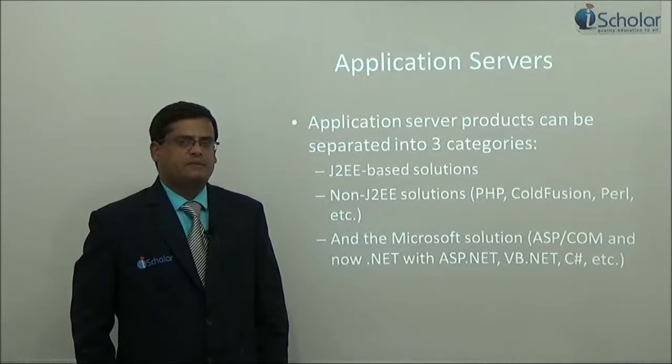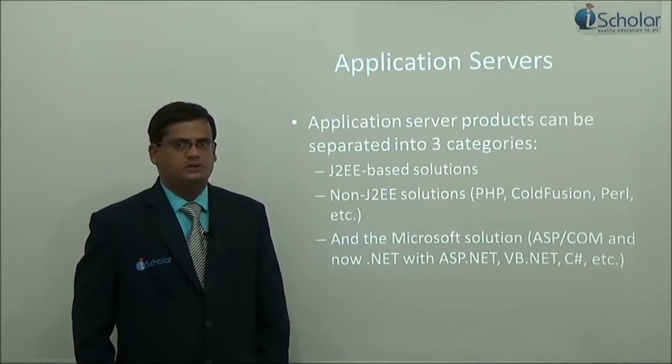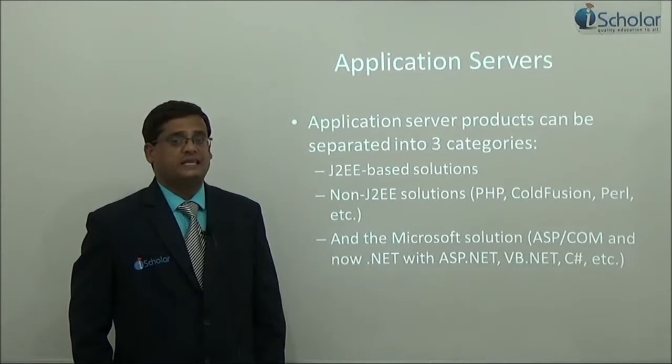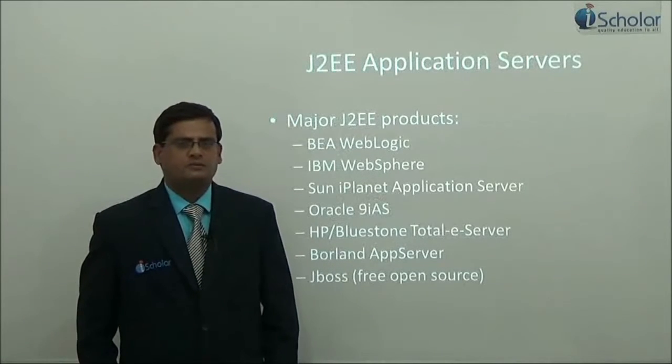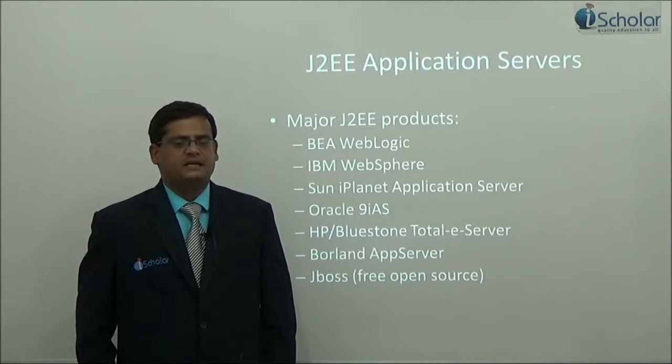Application server products can be separated into three categories. We can talk about the J2EE-based products, and non-J2EE-based solutions: PHP, ColdFusion, Perl, etc., and the Microsoft solutions, ASP, COM, and now .NET with ASP.NET, VB.NET, C#, etc. When we talk about the major J2EE products, we have BEA WebLogic, IBM WebSphere, Sun iPlanet Application Server, Oracle 9iAS, HP Bluestone Total-e-Server, Borland App Server, and JBoss, which is free and open source.